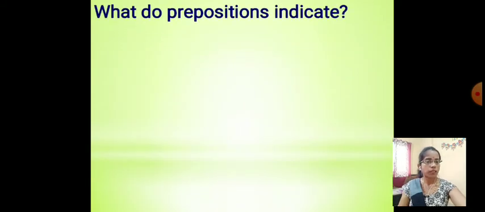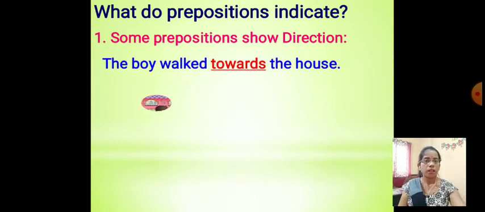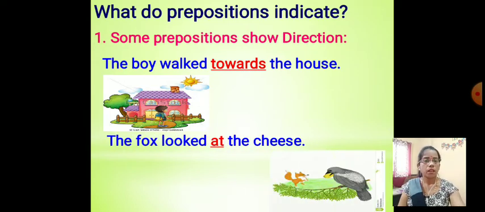What do prepositions indicate? First one, some prepositions show the direction. See the example. The boy walked towards the house. Now here, where did the boy walk? Towards the house. The word shows the direction. So, some prepositions show the direction. Now next one. The fox looked at the cheese. Here also the direction is shown by using the preposition at.